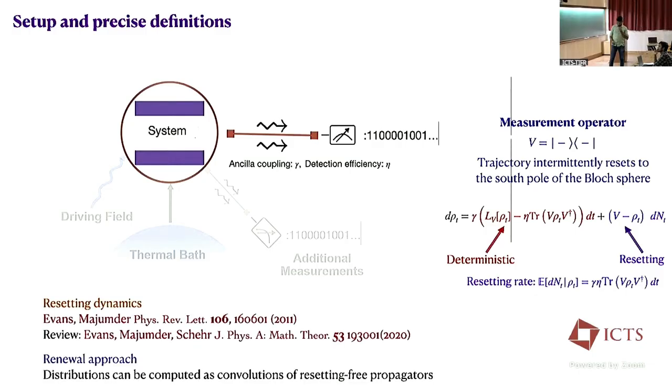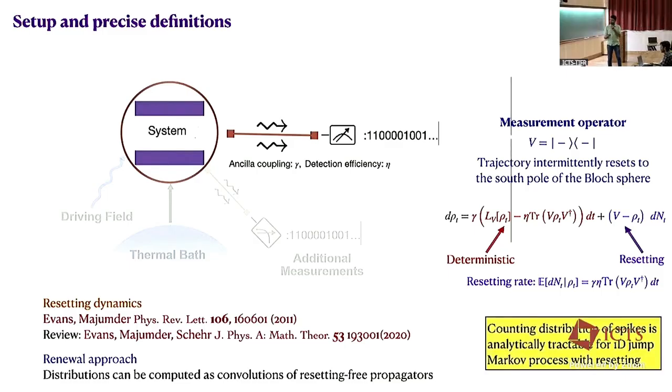And resetting is interesting because there's been a lot of work regarding how in stochastic processes with resetting you can basically optimize various parameters like first passage times if you independently tune the resetting rate. But we were interested in leveraging the resetting property because many distributions can be computed as convolutions of resetting-free propagators. So it's essentially resetting that enables us to analytically handle these jump stochastic master equations and the distribution of these spikes.